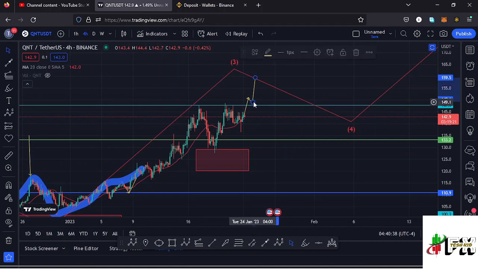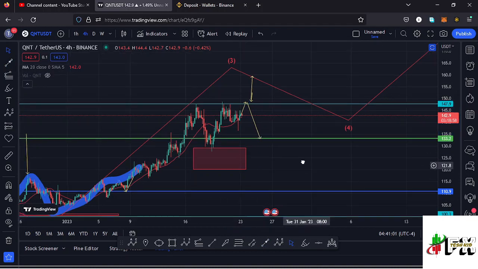And in case we don't see a breakout, that is, we get rejected at that key area of resistance like we are seeing in these two trials over here, there are chances of seeing a massive pullback here on the Quant chart, which could possibly take us back to around the $133.2 mark, which is our next key area of support.